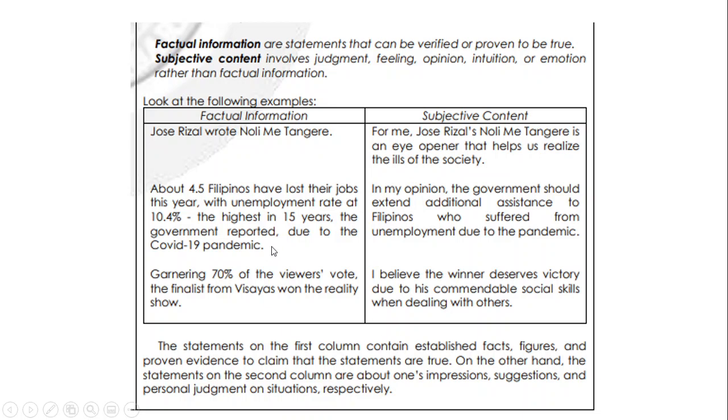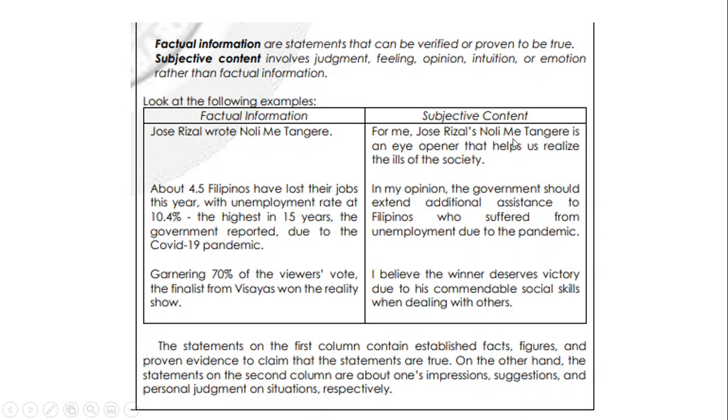So let us try to look at the example. So dito yung mga factual information, this is the example of subjective content naman. Jose Rizal wrote Noli Me Tangere. So this is factual information kasi you can prove it. Totoo to, 'di ba? Kahit saan mo i-search 'yan na libro, kahit saan mo i-search 'yan na engine sa mga net, malalaman mo na ang Noli Me Tangere novel ay ginawa talaga ni Jose Rizal. Katotohanan siya. But then let us try to look at the next sentence.